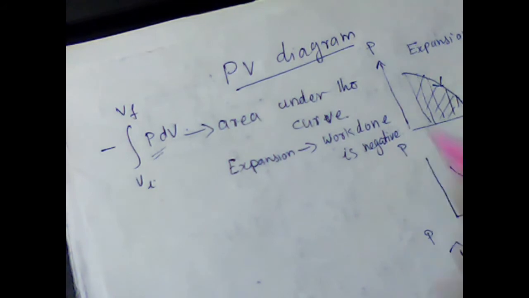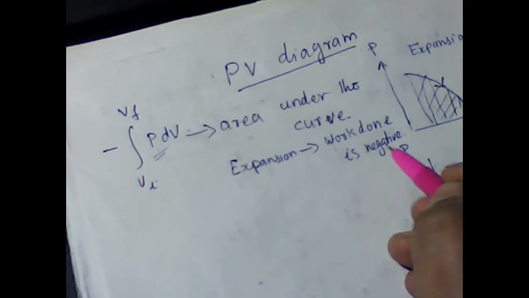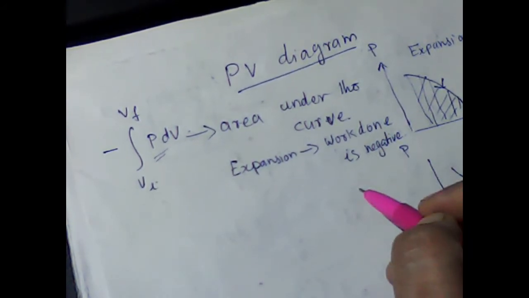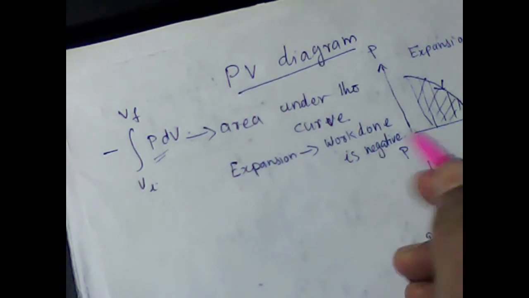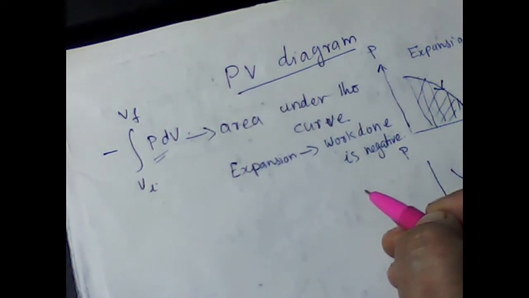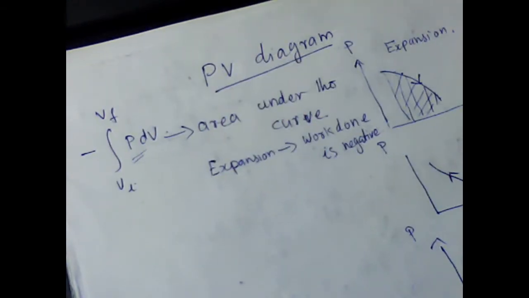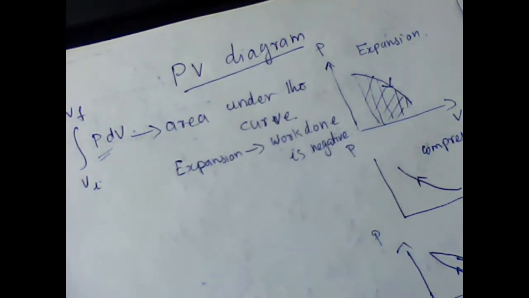This one we already told you earlier: if the work is done by the system, then the work is said to be a negative quantity. That is, expansion is usually the work done by the system onto the surroundings. Then the work will be negative. So what is the area under the compression? This is a compression.